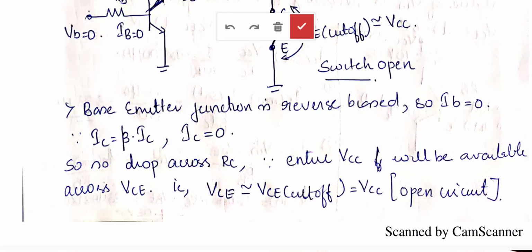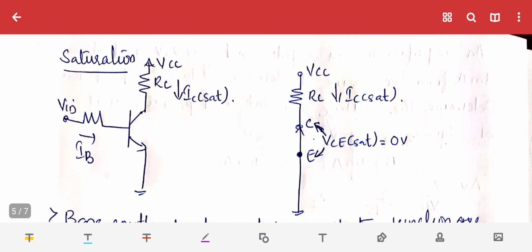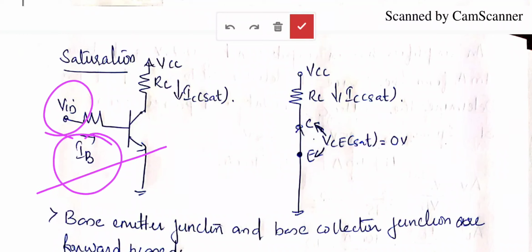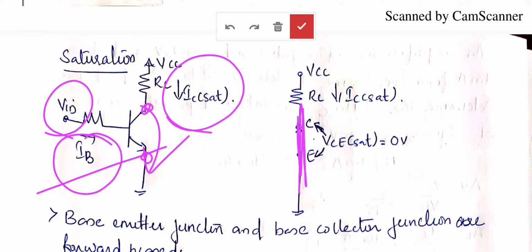Okay, next is saturation. Under saturation, we are giving an input voltage Vin. That means this base emitter junction is forward biased. This input voltage is sufficient to produce a base current IB. Due to this base current IB, there will be a maximum collector current IC, which is represented by IC saturation. So there will be a current flow across the collector emitter terminal, so it will act as a closed circuit.